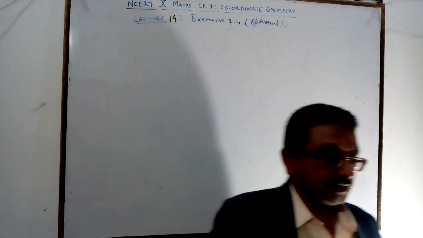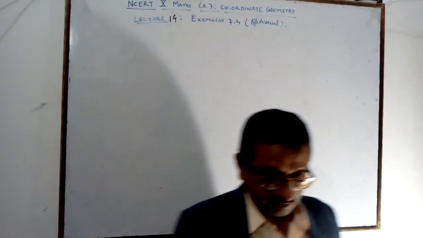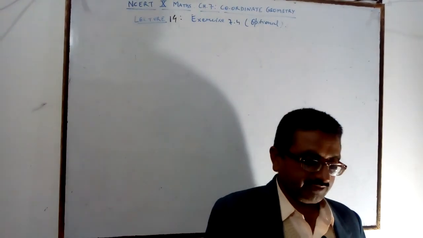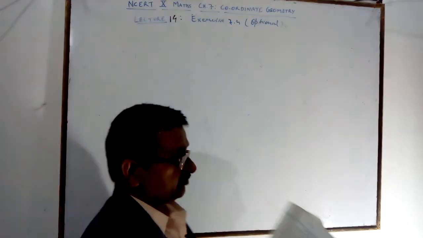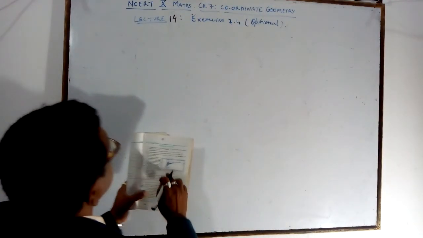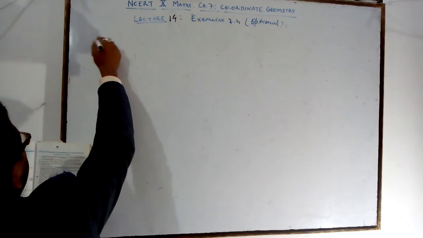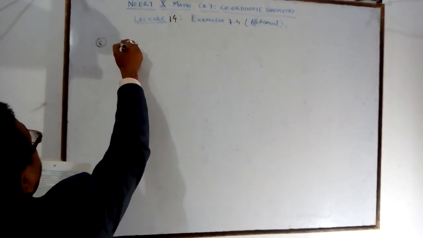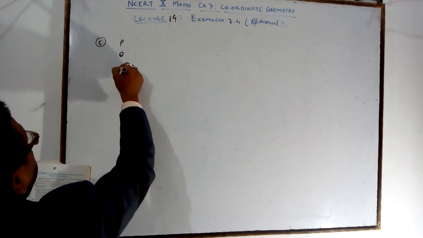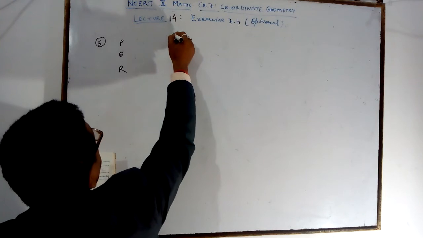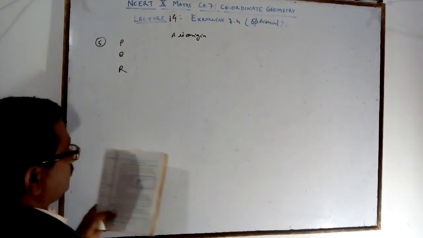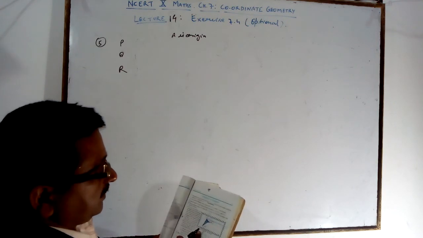Hello students, you are studying the chapter Coordinate Geometry, Exercise 7.4, question number 5. In question number 5, there is a figure given. You want to find the coordinates of P, Q, R when the origin is A. If A is the origin, then the coordinates of P are given according to the numbers.